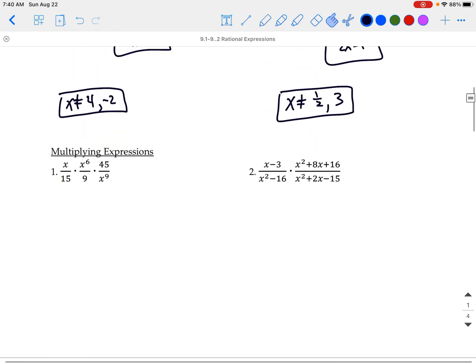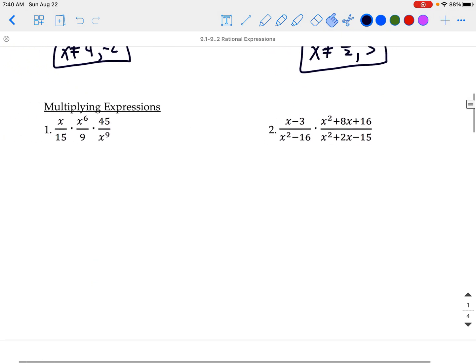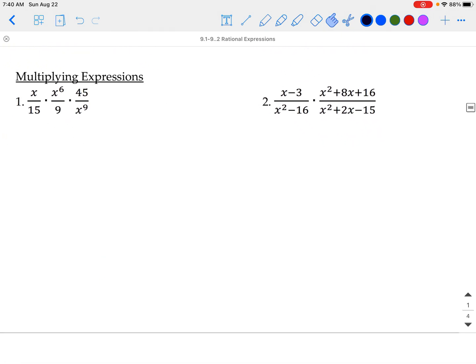Next, we're going to look at multiplying. So we'll look at these 2 examples, and then we'll take a break, I think, and then start the next video. So for multiplying, again, just like multiplying fractions, you're just going to multiply straight across. So numerators multiply together, denominators multiply together. So if I'm multiplying this, what we'll note here, though, is that because we're multiplying, we can do some cancellation first. So we can cancel 9 with 45, and we'll have 5 left over.